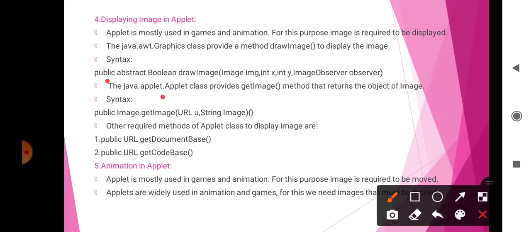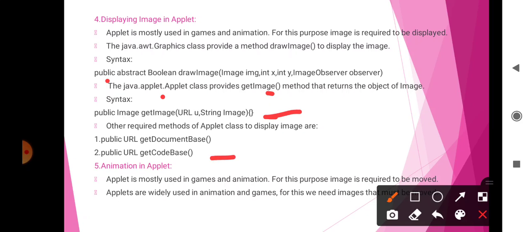Then the java Applet class provides the getImage method that returns an object of Image, and this is the syntax for getImage: public Image getImage(URL u, String image). Then other required methods of the Applet class to display the image are public URL getDocumentBase() and, second, public URL getCodeBase(). These are the two methods.